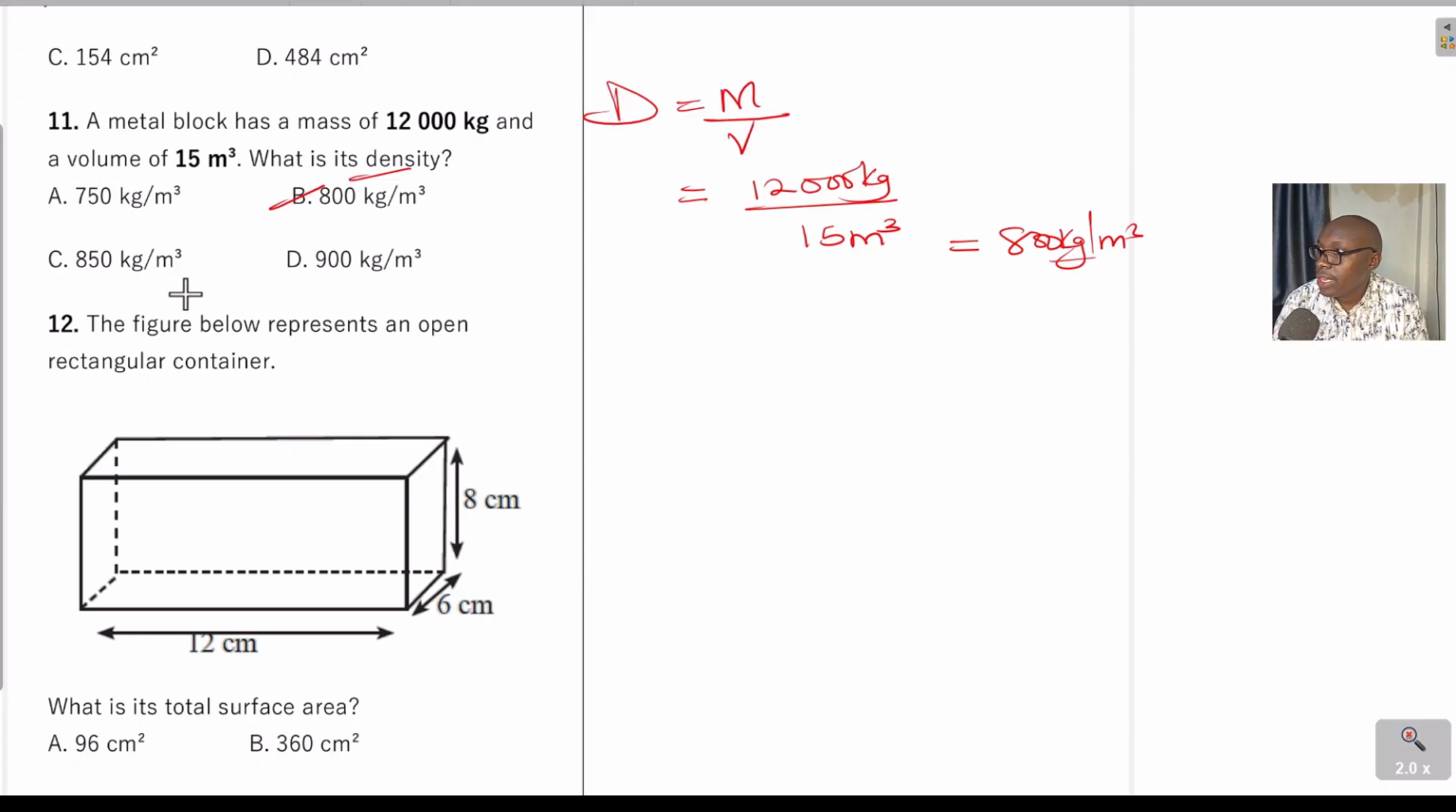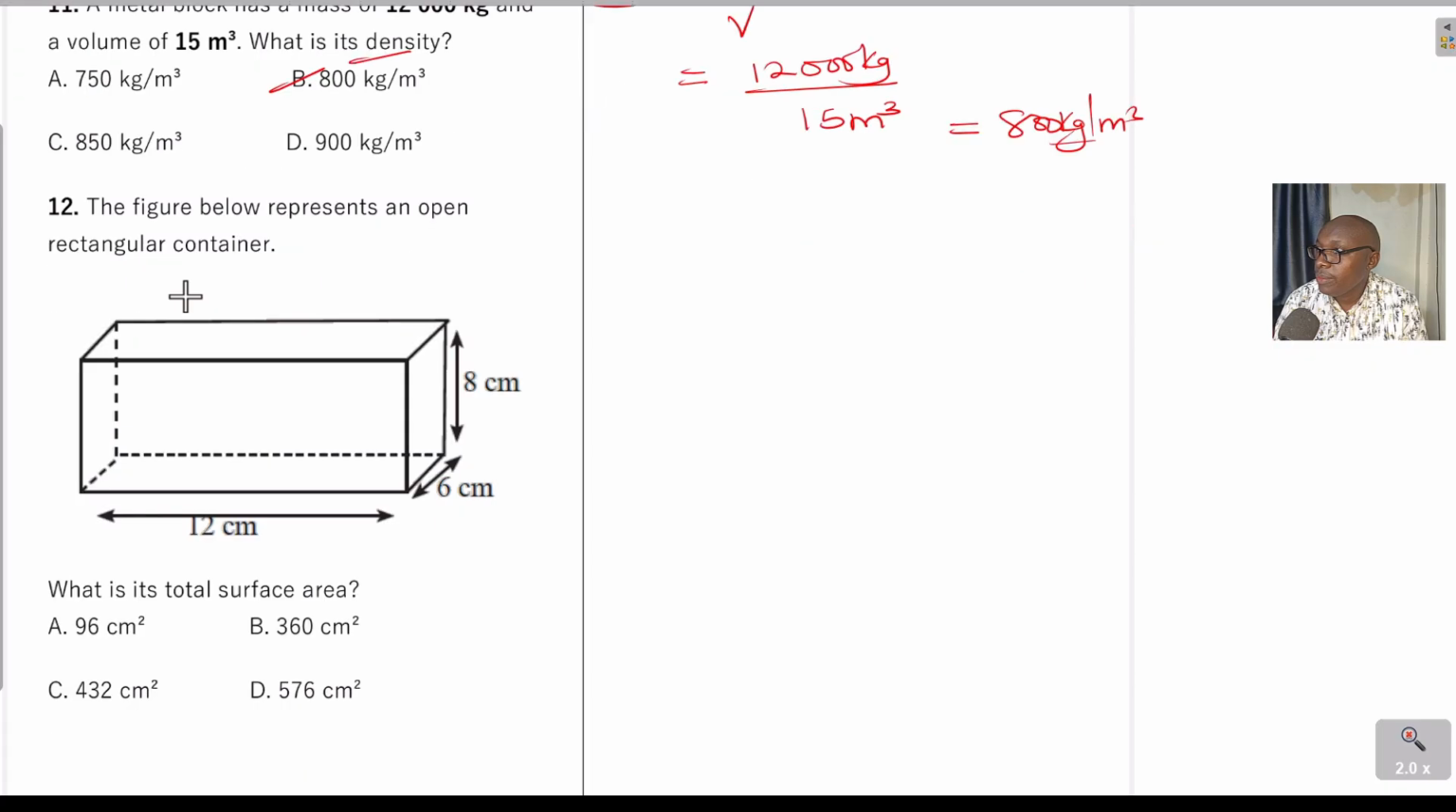Question 12. The figure below represents an open rectangular container. As you can see there, what is the total surface area? Now this one is an open rectangular container. That means that the top part is open, so we will not need to get the area of that part. So when you're getting the area, you need to remember very well that we will not include all the faces. Total faces here are 6, so we only need 5 faces. We're not going to include the top part.